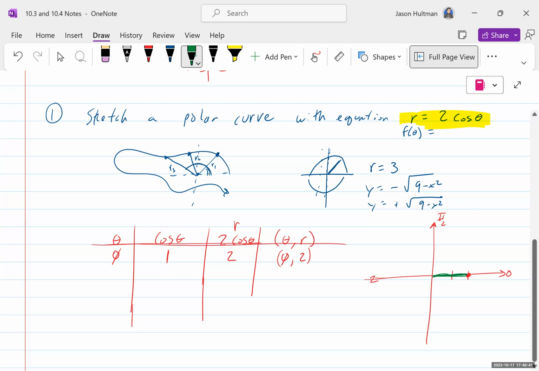The next thing that I want to look at is what happens at pi over 4. At pi over 4, the cosine of pi over 4 is radical 2 over 2, and 2 times that is radical 2. So at pi over 4, I'm at radical 2. Pi over 4 is 45 degrees, and so I'm at radical 2, which is right here. It's a 1 by 1 by radical 2 right triangle. So that point is right there.